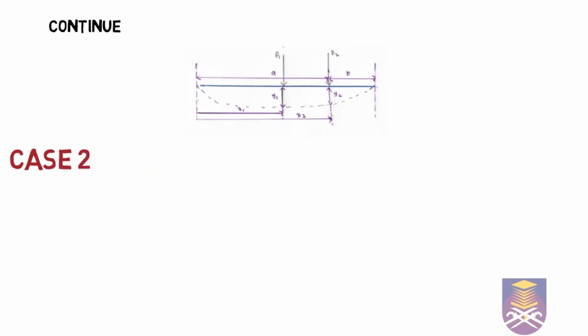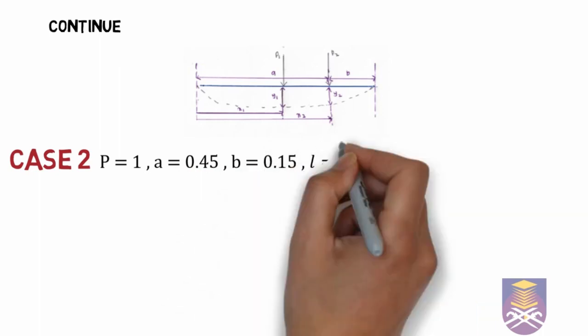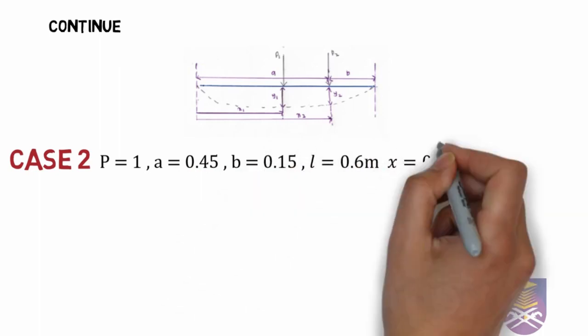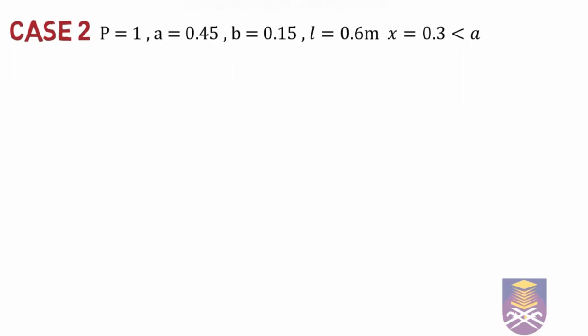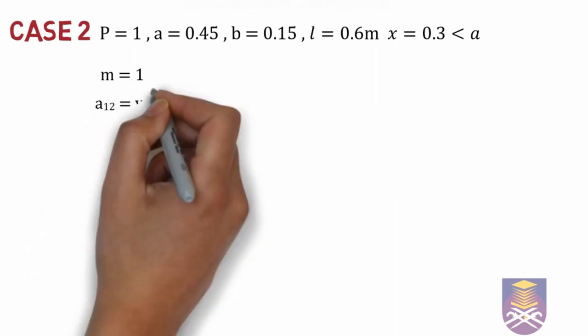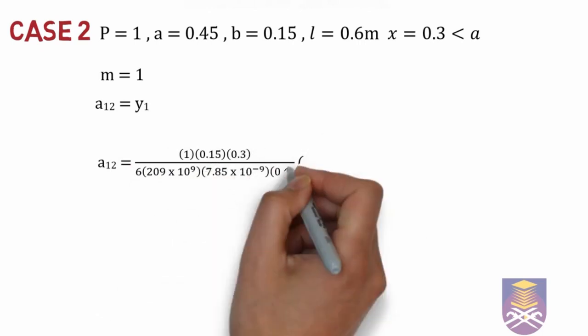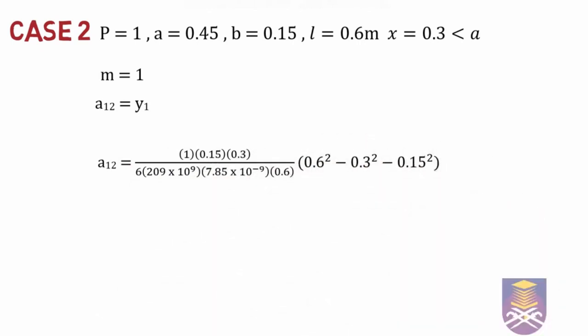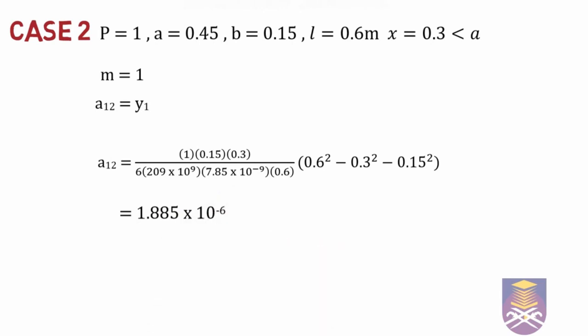After that, we continue the calculation with case 2, in which P2 equals 1, A 0.45, B 0.15, L 0.6, and X 0.3. For this case, X is less than A. Therefore, we need to use the first Y(X) formula. Then, find A12 and we get the value of 1.885 times 10 power of negative 6.